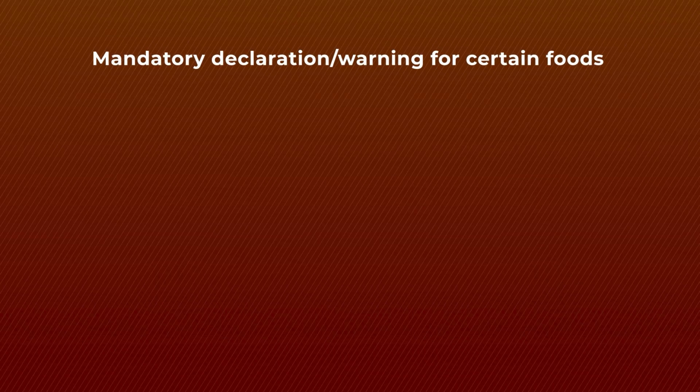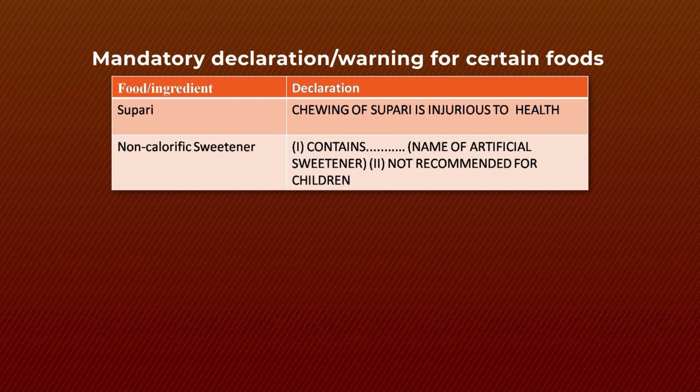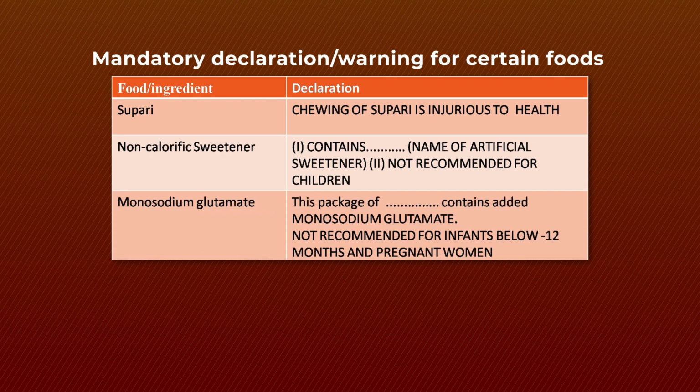For some of the products, there are mandatory warnings or declarations which are needed on the food labels. For example, for Supari, the packet should mention that the chewing of Supari is injurious to health. A packet of non-calorific sweeteners has to mention the name of the artificial sweetener it contains, and it also should say that it is not recommended for children. For monosodium glutamate, the package should say that it contains monosodium glutamate and is not recommended for infants below 12 months and pregnant women.